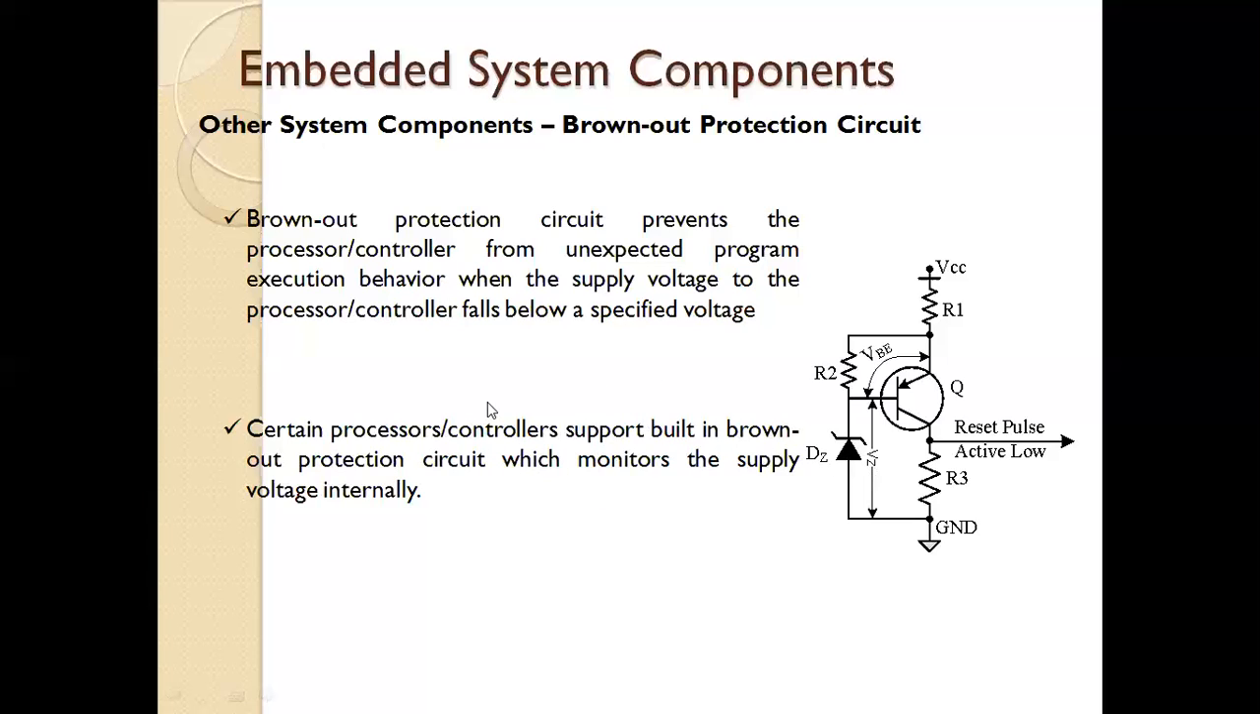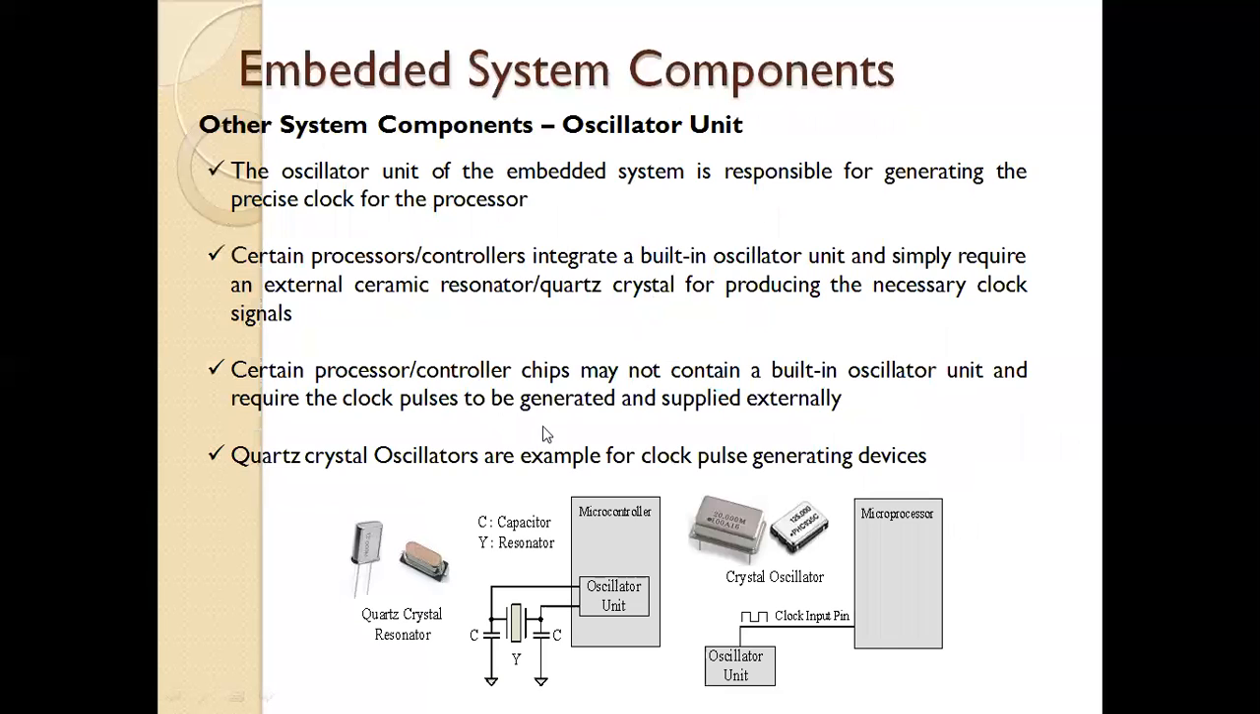Certain processors or controllers have a built-in brownout protection circuit which monitors the supply voltage internally. If it is not built in, we have to connect it externally to the processor or the controller. So this is the brownout protection circuit. And next is the oscillator unit. So what is an oscillator?